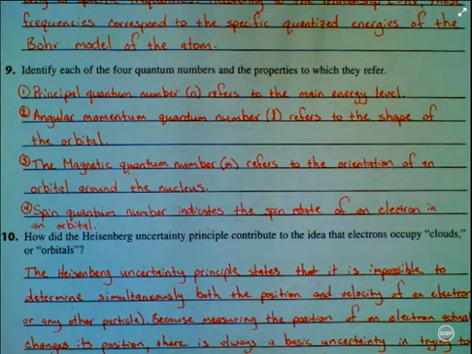So we have n, the principal quantum number, referring to the main energy level. Okay, the average distance from the nucleus that an electron or set of electrons inhabits.